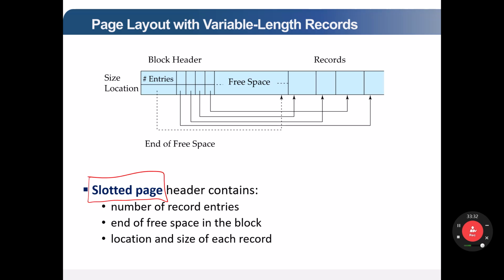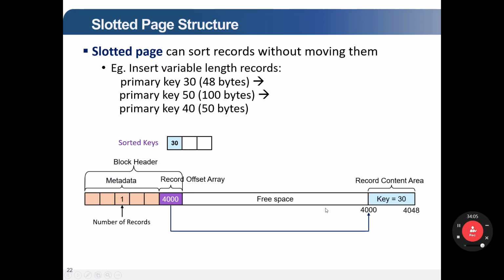The basic idea of this slotted page is similar to what you just saw in the previous slide. We use metadata that keeps track of the starting position of each record. So the slotted page manages the number of records, the position of free space, and the location and size of each record. This is an array. We keep an array of each record's location and size. It will be easier to explain this using an example. So let's look at this.